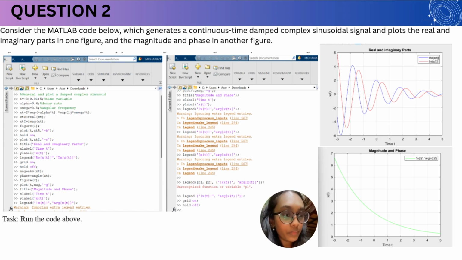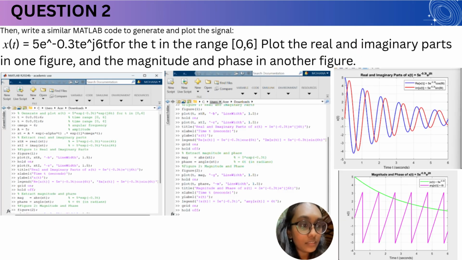For question 2, we first ran the given example code which generates a damped complex sinusoid and plots its real, imaginary, magnitude and phase. Then we generate our signal x(t) equals 5 e to the power of negative 0.3t times e to the power of j60 for t in range 0 to 6.